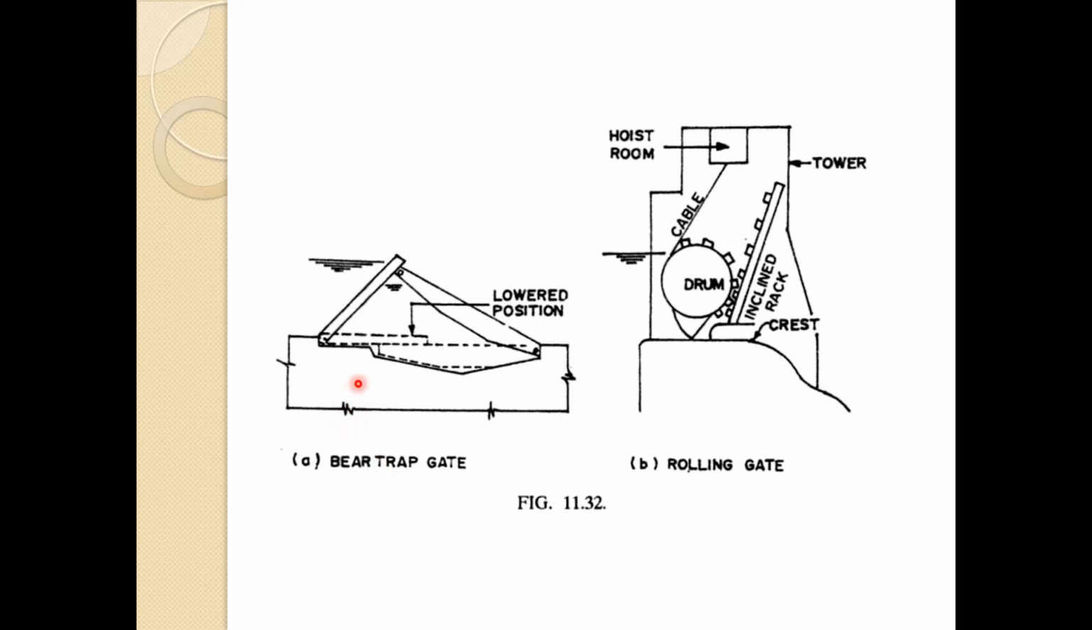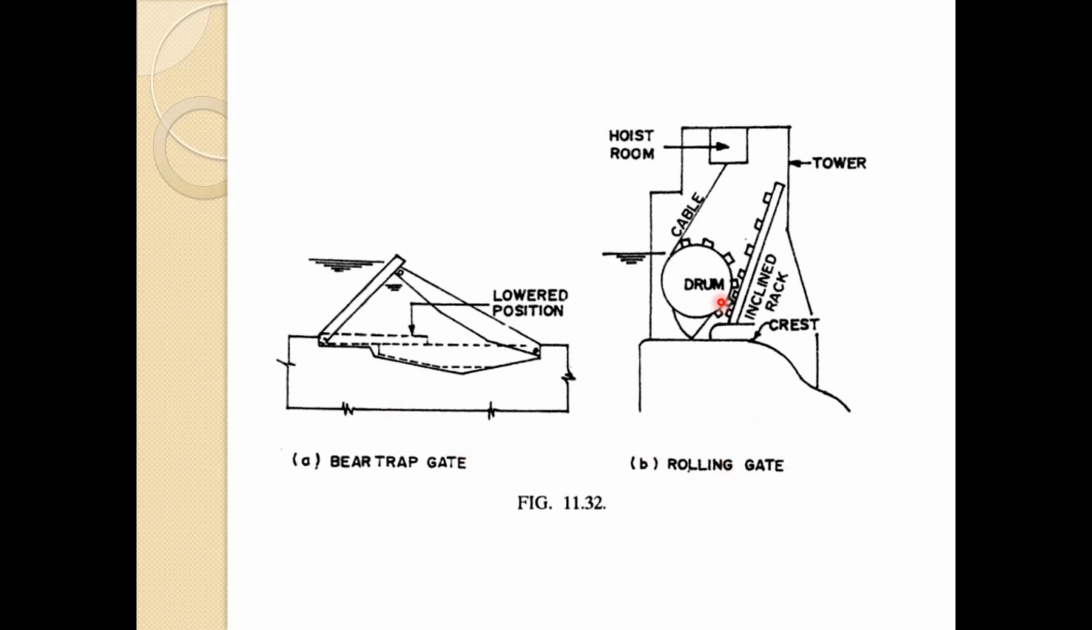This is the bear trap gate. So, why is it called a bear trap? It looks like a bear trap. So, here you can see this gate has been supported by this strut. When the strut falls, obviously the gate will fall and the water gets released. So it is a kind of trap, so it is called a bear trap gate.